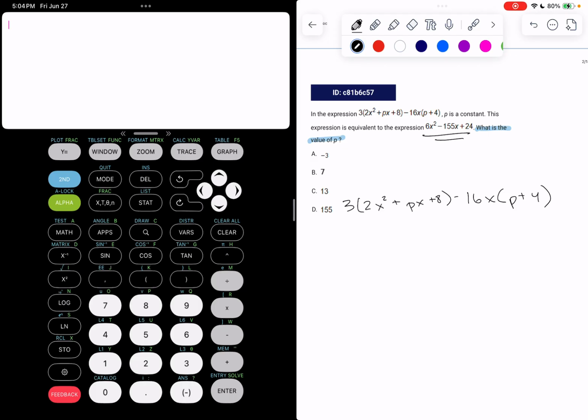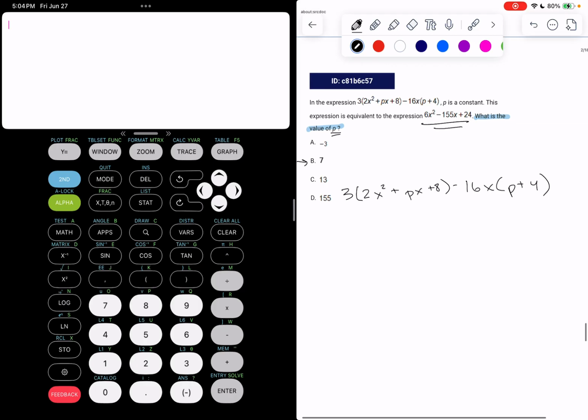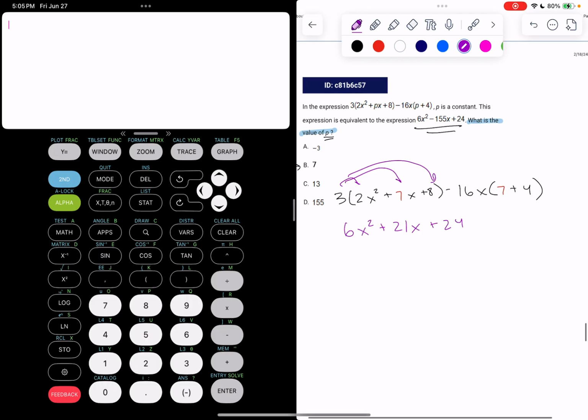So let's start in the middle. Let's start with 7. And I'm going to put that back in for what we're solving for, p. So let me put 7 in for p. And then let's simplify. Let's go ahead and distribute the 3 to all these things. So I'm going to get 6x squared plus 21x plus 24. And then I have to remember I'm distributing this whole thing to both of these guys here. But you know what? I can actually simplify this so I don't have to distribute.